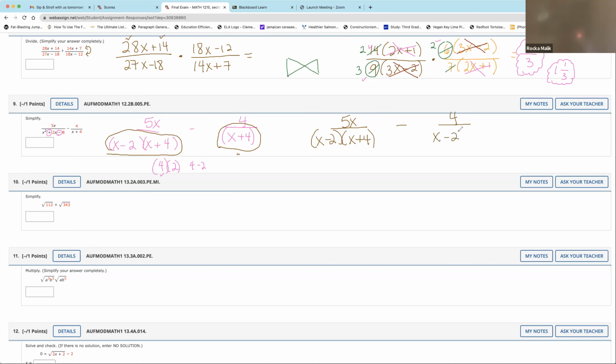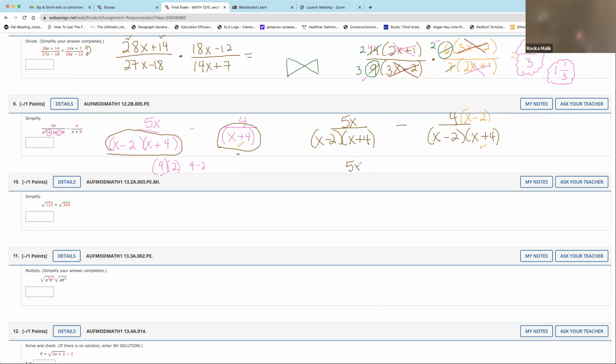X minus 2 times x plus 4. And then I look and I say, well, what was he missing in the first place? He had the x plus 4. He was missing the x minus 2. So I multiply the top by what the bottom guy was missing. And then I write it all over again. Nicer and neater every time.